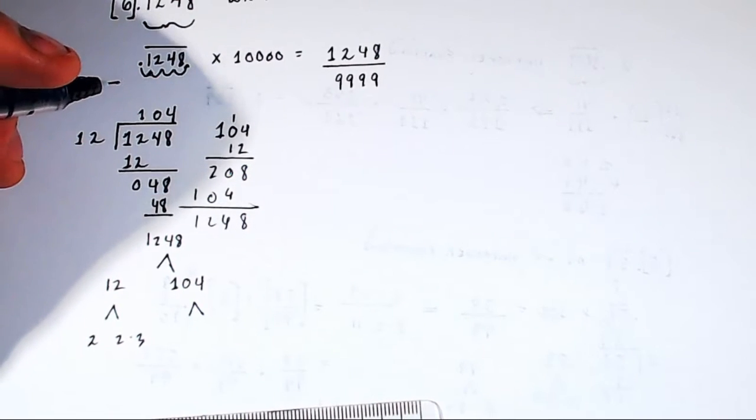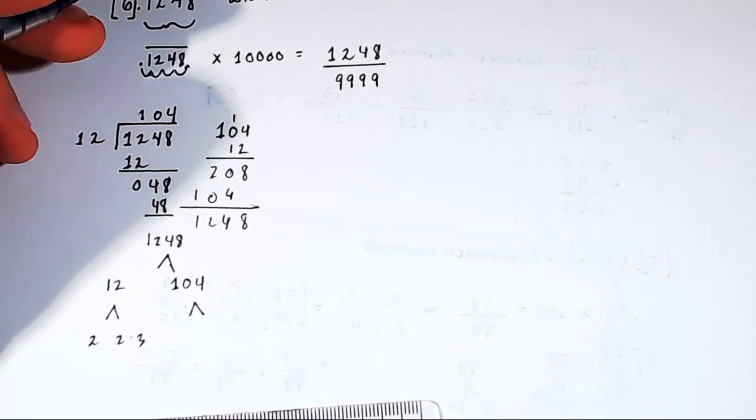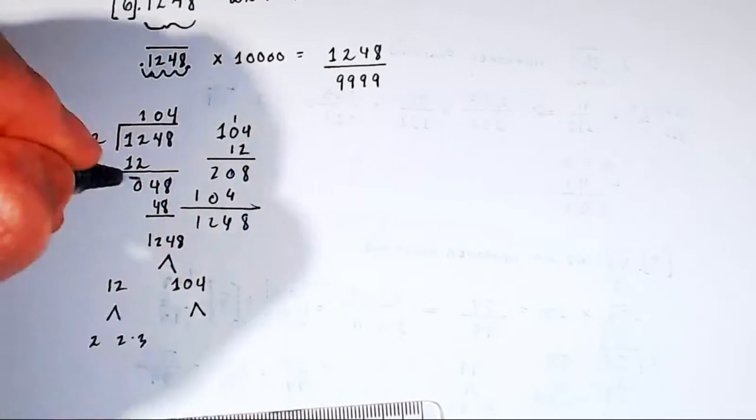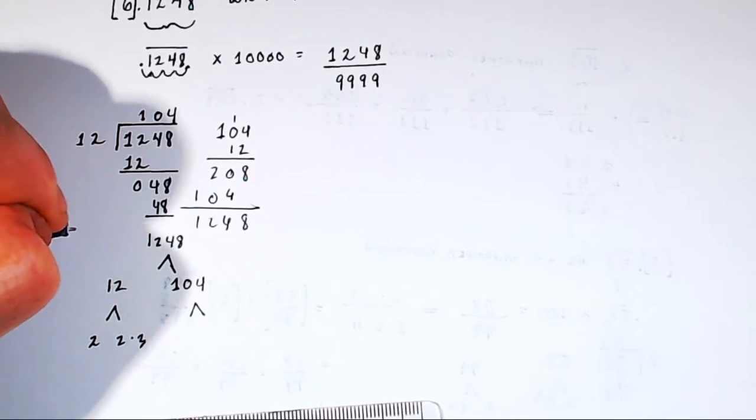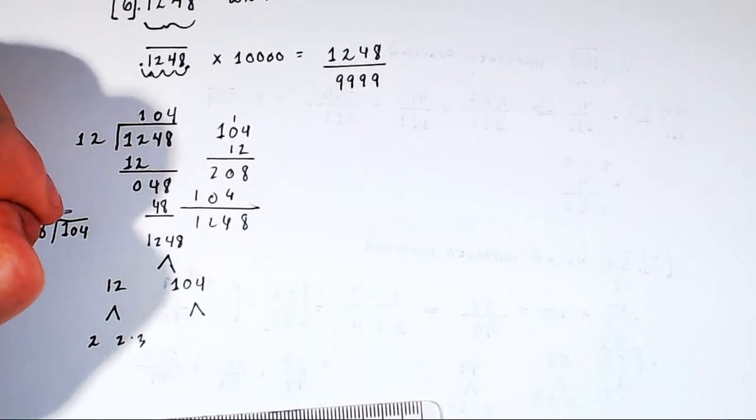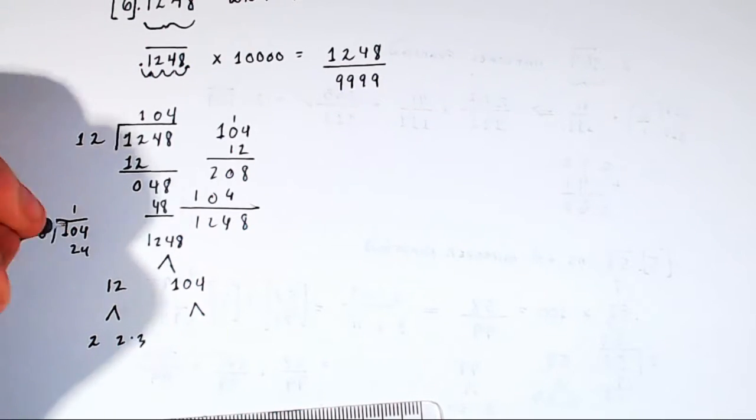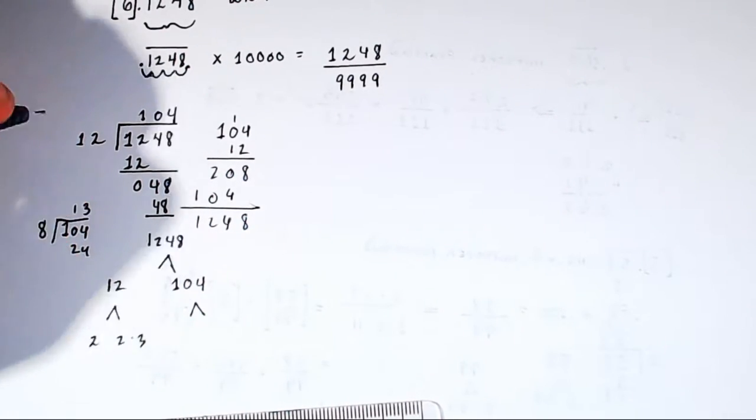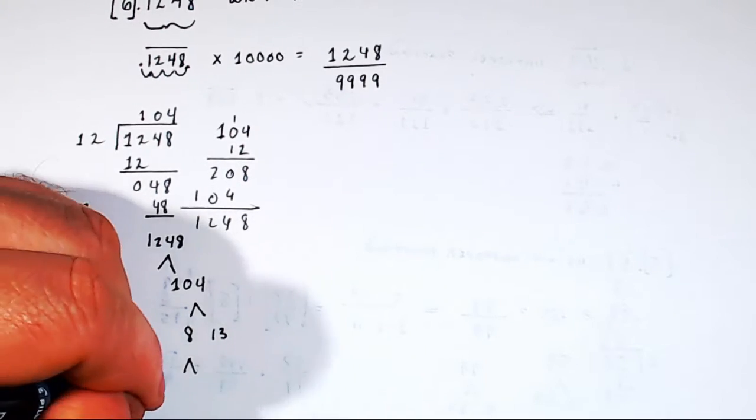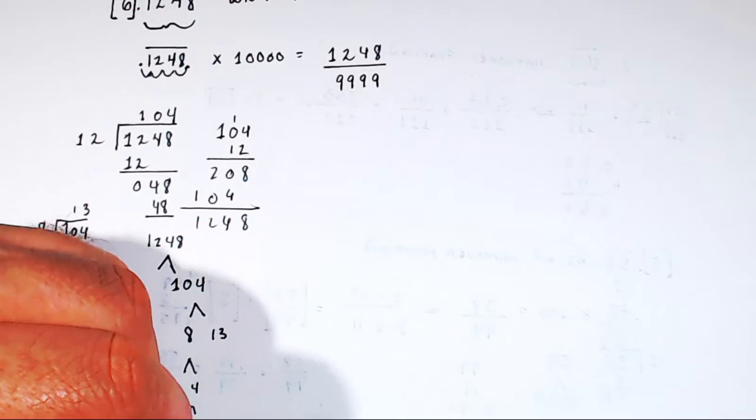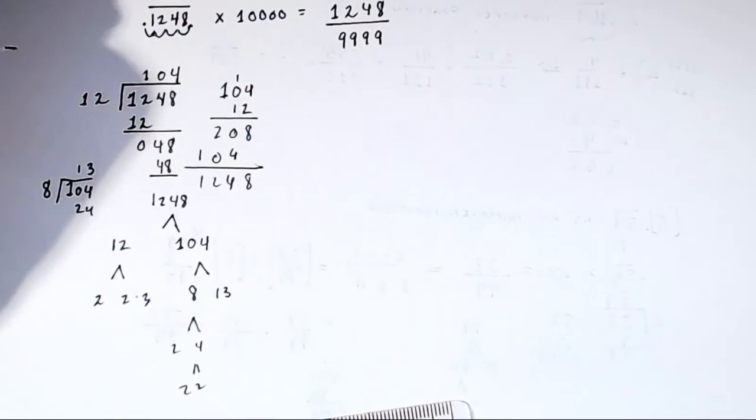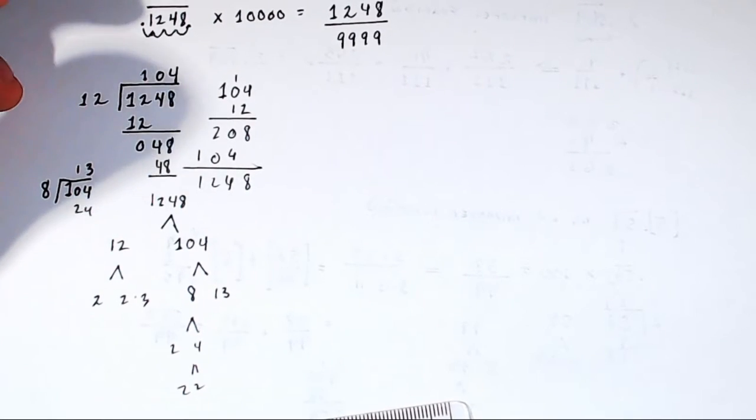Well, let's see. 8 should go into it. How about 104 divided by 8? Okay, that goes in once. And 24 goes in 3 times. So 13 times 8. Well, 8 can be 2 times 4, and 4 is 2 times 2. So 13 is prime. So here's what I've got.